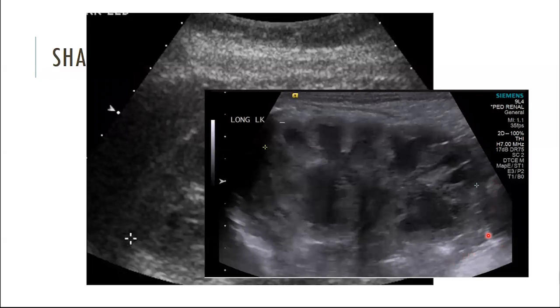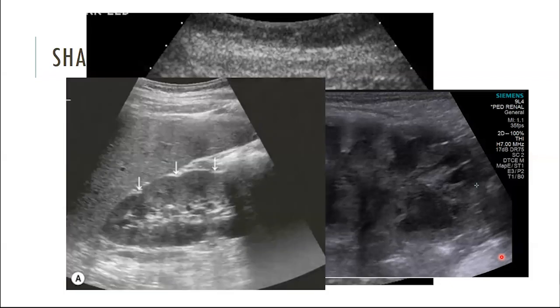So this is a normal variation, not quite a normal bean shape. You'll see these kind of lobulations here. Does anyone on the line know what normal variation this is from? No, so it can often be misled as hydronephrosis. This is a normal 2-day-old kidney.